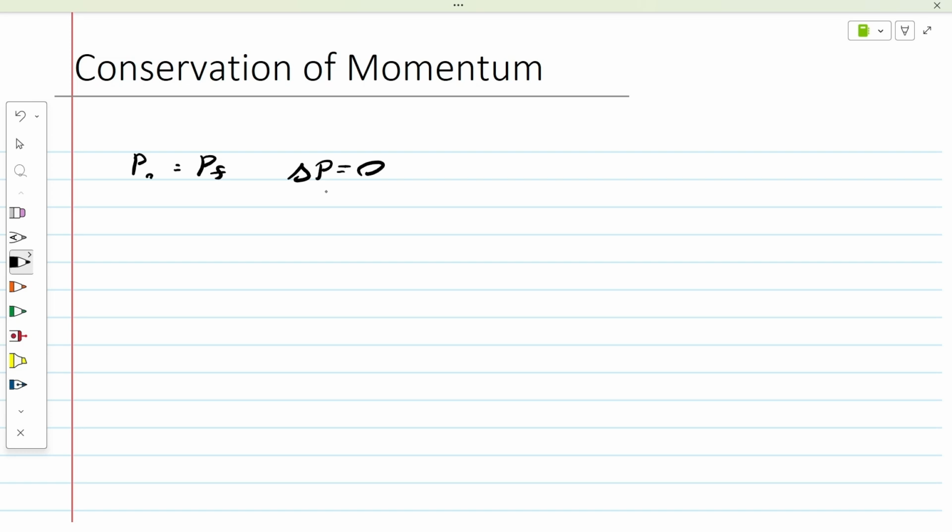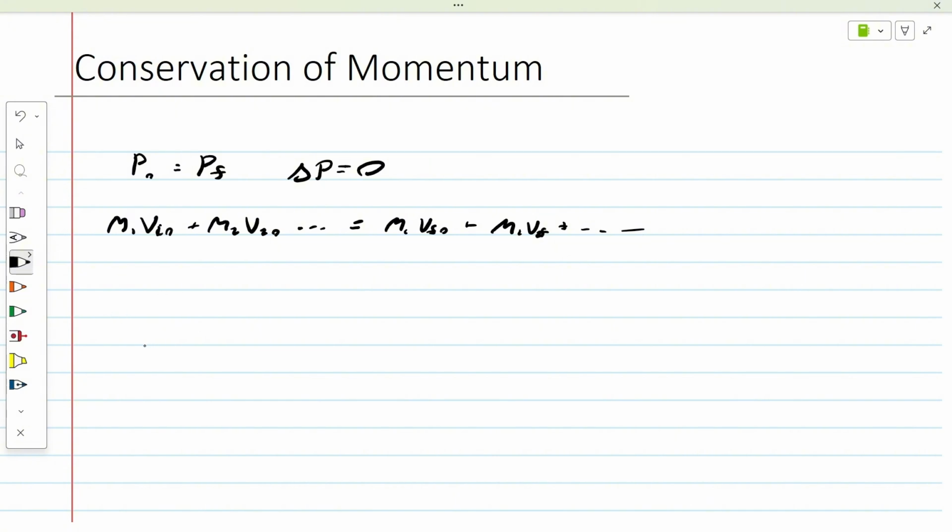So if we have this initial momentum equals the final, we could also write it out as the separate masses times velocity initials equal the final of each one added up together. But it doesn't mean that each object's momentum is going to be exactly the same. It just means when you add them, they equal each other. So let's talk about when we can actually use conservation of momentum.